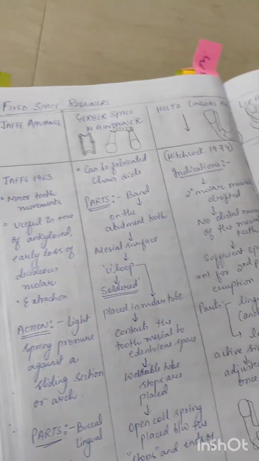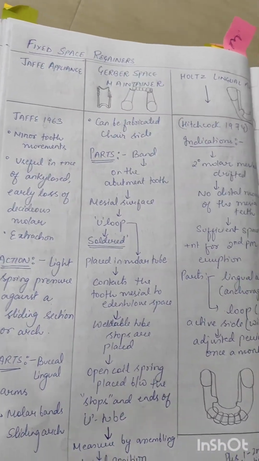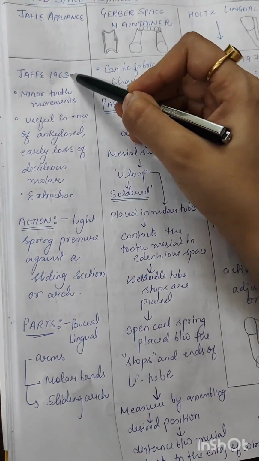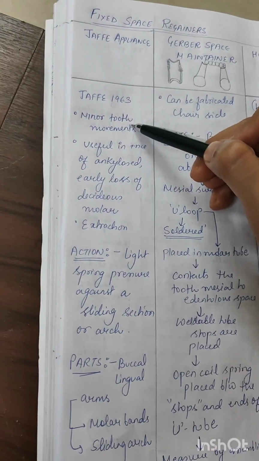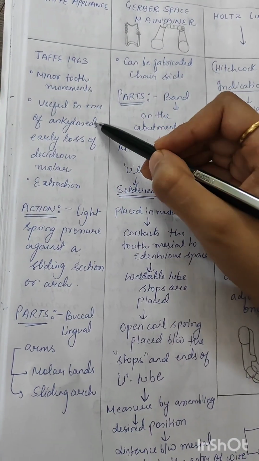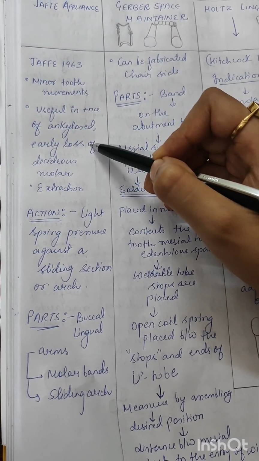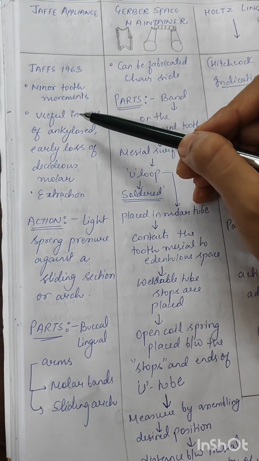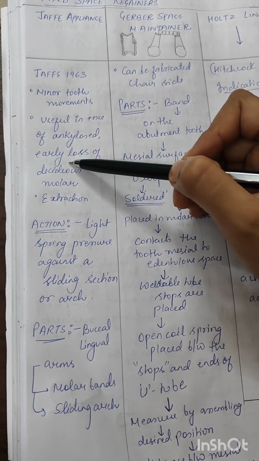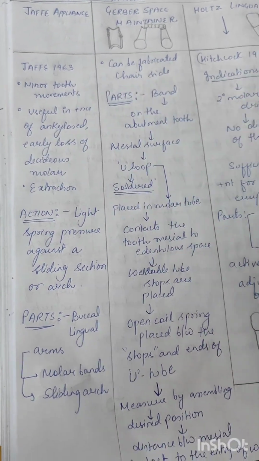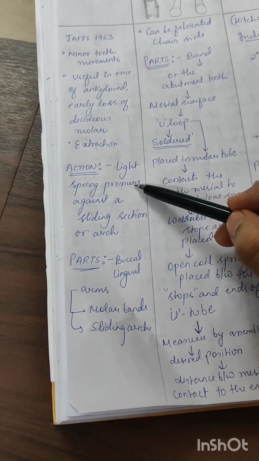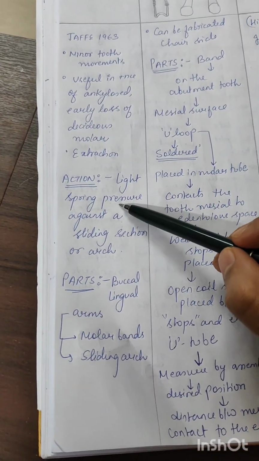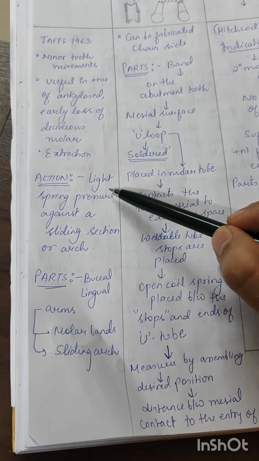Then we will cover fixed space regainers. First is the Jaffe's appliance, given by Jaffe in 1963. It helps in minor tooth movement, useful in the presence of an ankylosed tooth, early loss of deciduous molar, or in cases of extraction. Action: light spring pressure against the sliding section or arch. We provide light spring pressure in Jaffe's tubes.